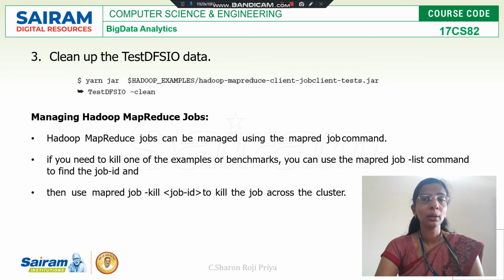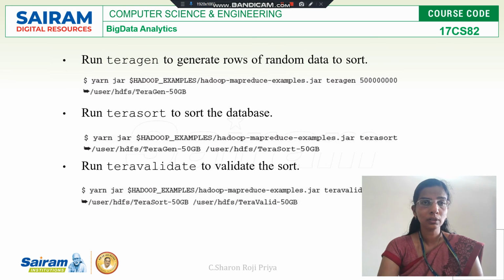Two benchmarks we have learned. First is TeraSort and the second one is TestDFSIO, the test distributed file system input-output operation. What you have to remember in TeraSort are the 3 steps. One thing to remember: the replication factor will be 1 when I generate the 50 GB of random numbers. What is the meaning of replication factor 1? I am not maintaining multiple copies, just one copy, and I am sorting it and validating the output.